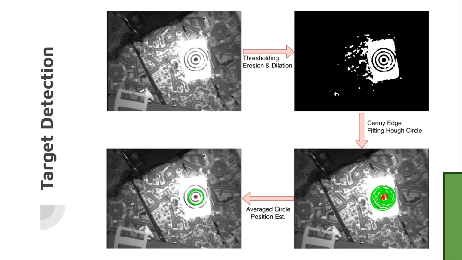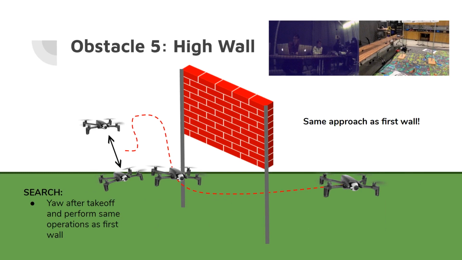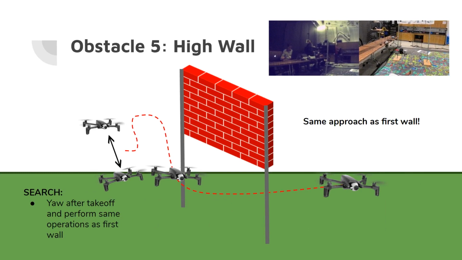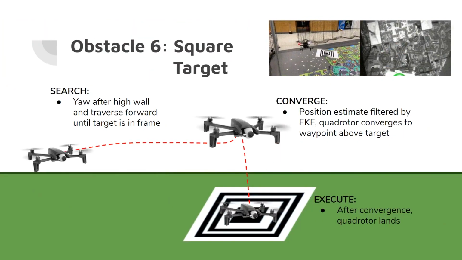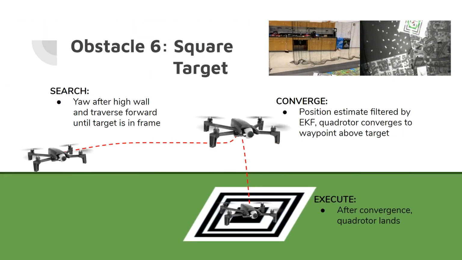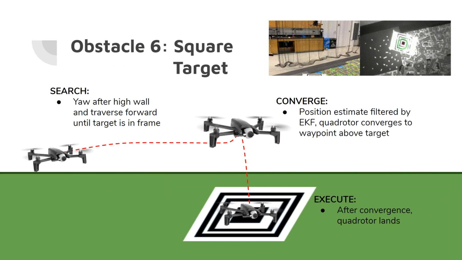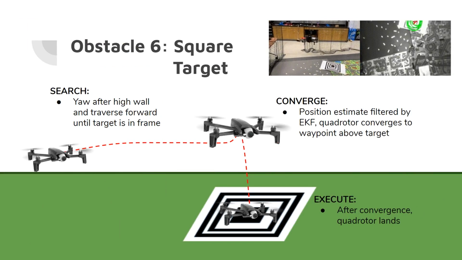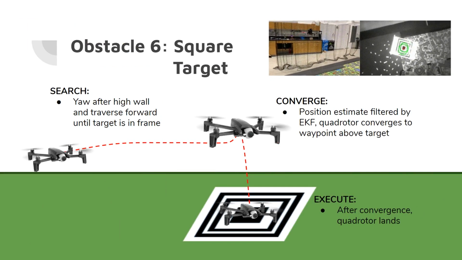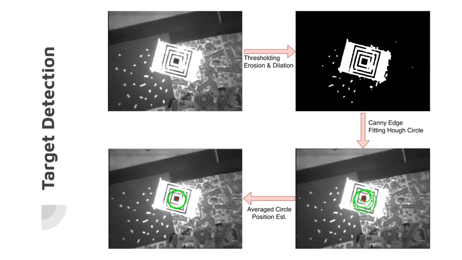After takeoff from the circular target, the quadrotor must navigate through a high-featured wall. This process follows the same approach as the first wall. Finally, the quadrotor must land on a square target, very similar to the first circular target. After the wall, a simple yaw and forward search is sufficient to guarantee the target is in frame of the downward-facing camera. Landing on the target is an identical process to the first.